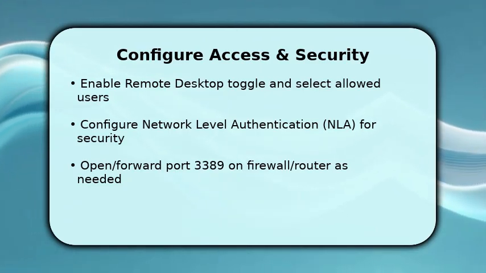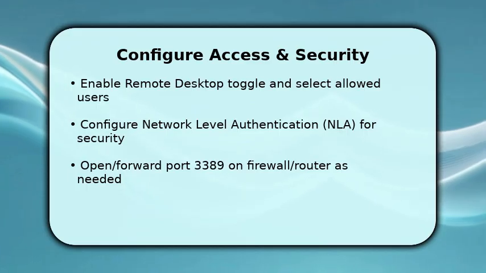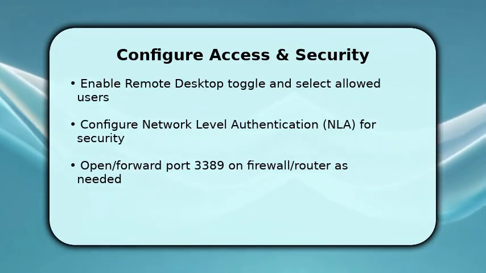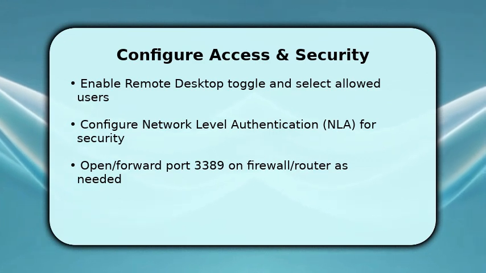Next, open Windows Firewall Rules or your third-party firewall and forward port 3389 on the router to the host if you need external access. Finally, consider changing the listening port or using a VPN to add another layer of protection.